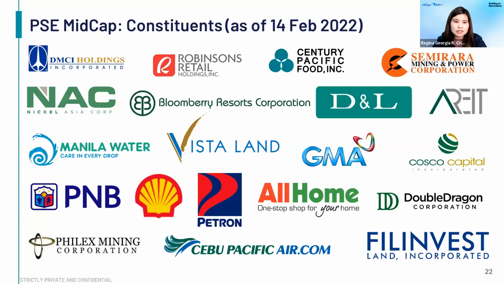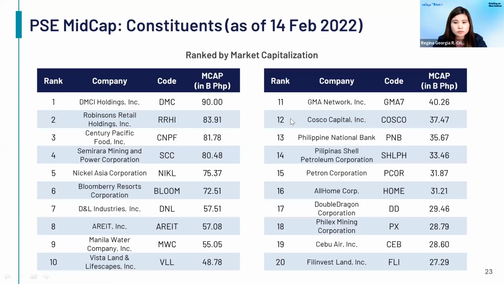So here's the current list of constituents for the MidCap Index. We can see here that some of the members have been previous members of the PSEi, but we can also see that some are new names. Here's the list of companies ranked by market capitalization, where DMC has the highest VWAP market cap and FLI has the lowest.